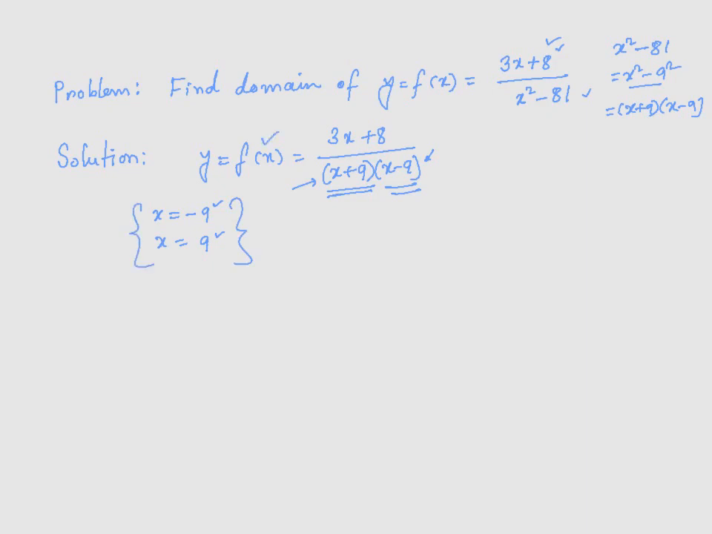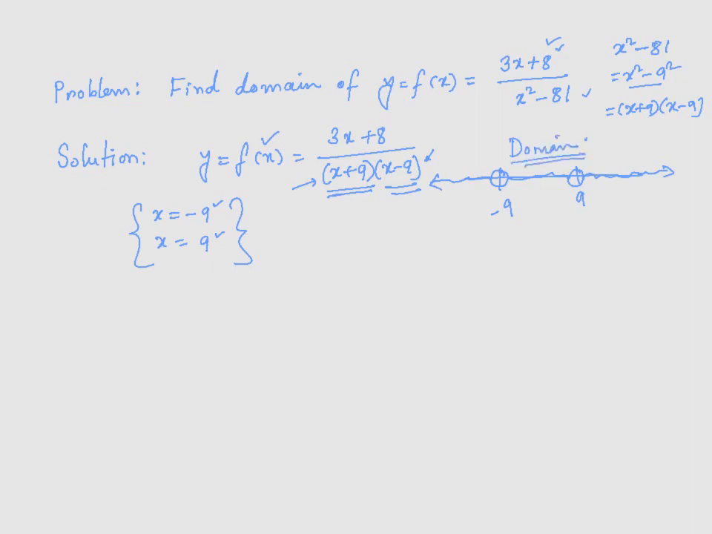So if you were to put it on the number line, I'm going to make it simple. This is my 9 and this is my negative 9. I do not want these 2 points, so I circle them and I leave them blank. And then I want everything else to the right, in between, and everything else to the left. So that's my domain of this function. So that's the domain.